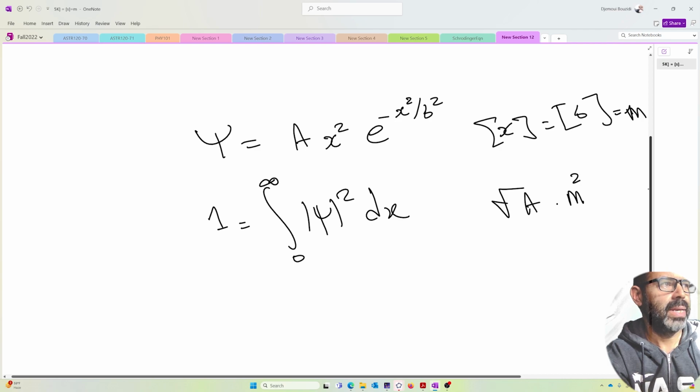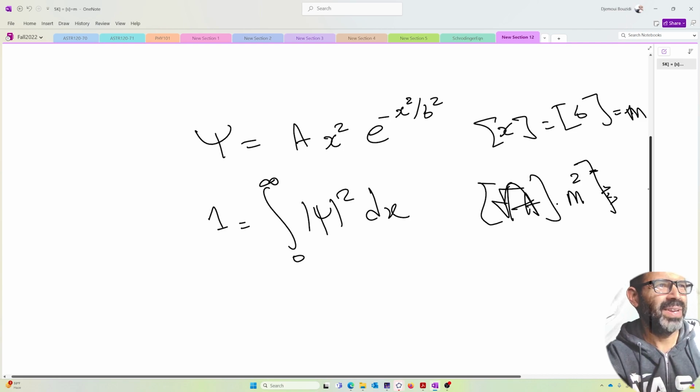So that is psi. When you square this number, the dimension of A times the meter squared, the whole thing squared, must be of the same units of 1 over meter.